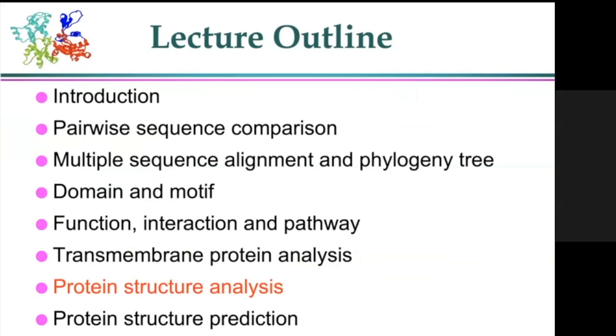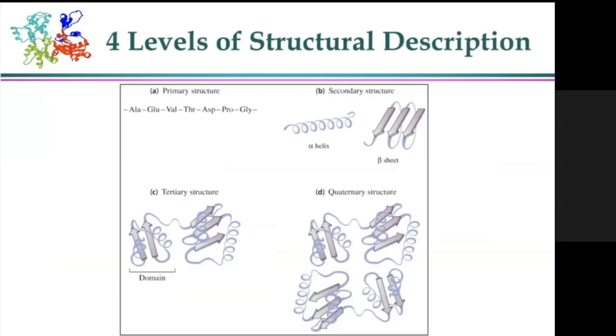Okay, so let's continue lecture 7, protein structure analysis. One key aspect of a protein is to study its structure. We know the structure has 4 levels. The primary structure is the protein sequence, and the secondary structure could be helix, beta sheet, loop, and some others. And then they form the tertiary structure.